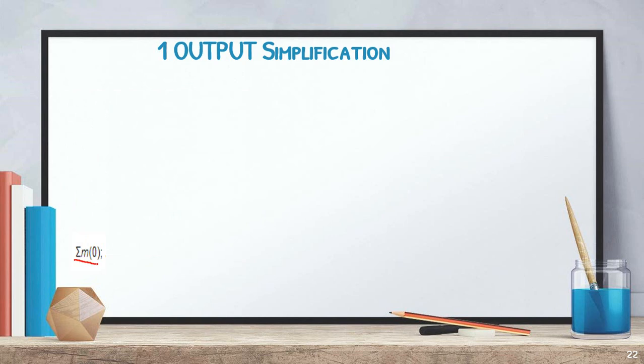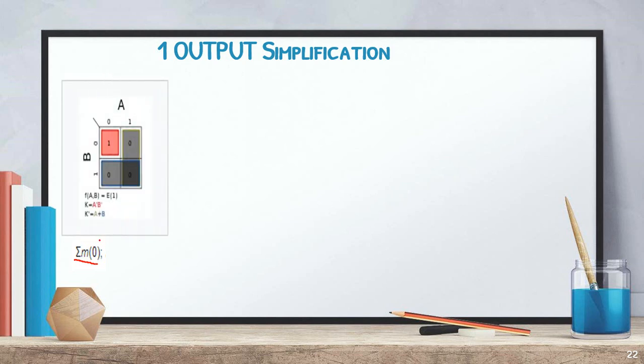Summation of m 0 means the minterm given is 0. So in the truth table, wherever the 0 position is, we put 1, and all the other positions are 0. If you want to do grouping here, we know from the rules that only where 1 is present can we do grouping. So we do grouping only for this portion, and no grouping for the other 0 portion.